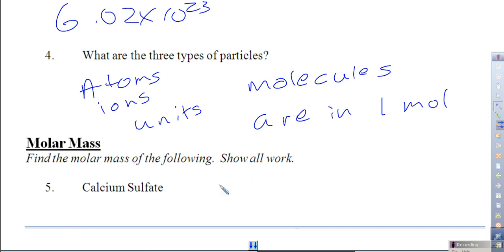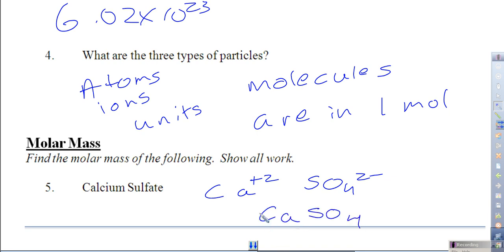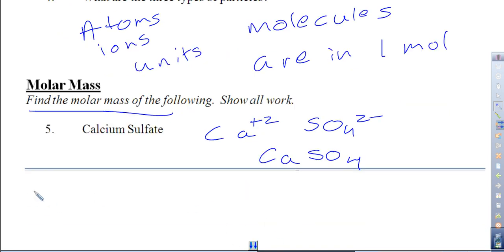Calcium sulfate. Calcium is what symbol? And what's the charge for calcium? All right, sulfate is SO4 2 minus. So 2 plus and 2 minus cancels out to give you CaSO4. Now we need to find the molar mass. All right, so to find the molar mass, we take the molar mass of calcium, which is 40.08, plus, what's the molar mass of sulfur?